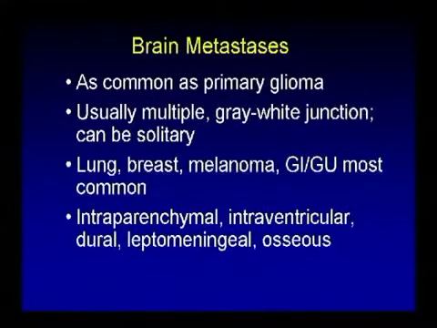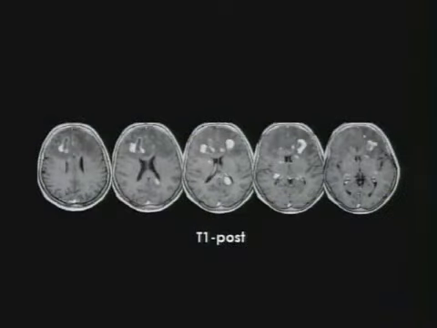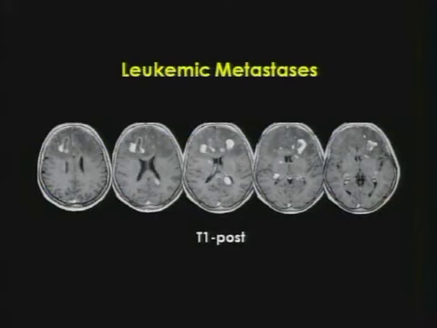Brain metastases are going to be so much more common than any of these other tumors that I talked to you about because systemic cancer is so much more common. But the most helpful hint, in my opinion, is the post-contrast T1. When you see multiple enhancing masses, you've got to think about metastases. It happens to be a leukemic metastases.